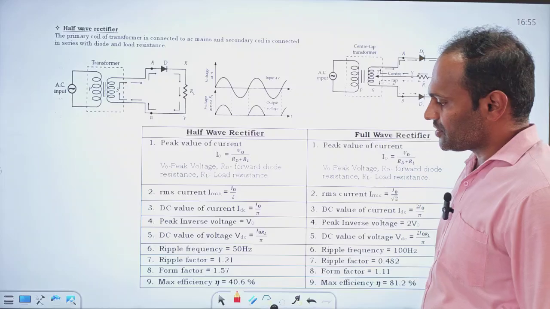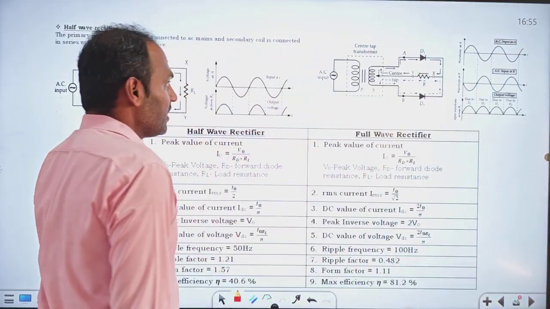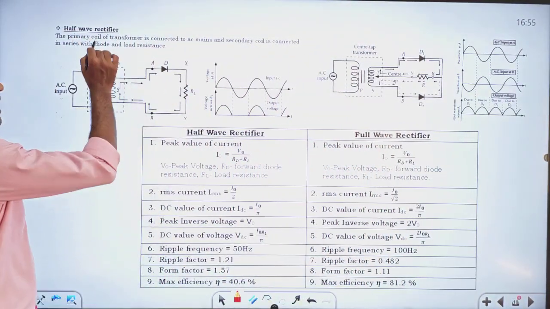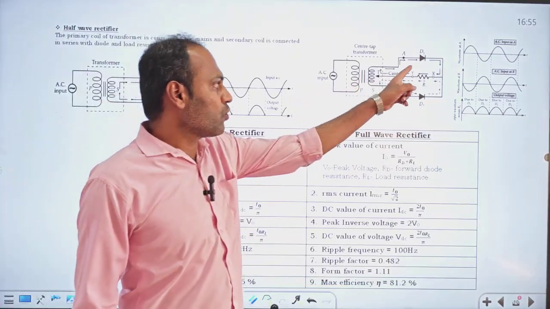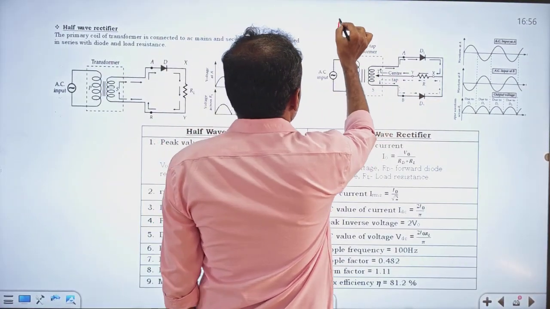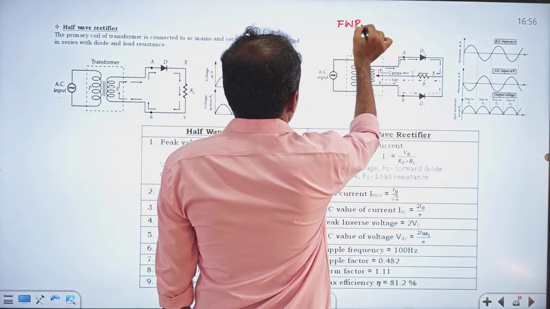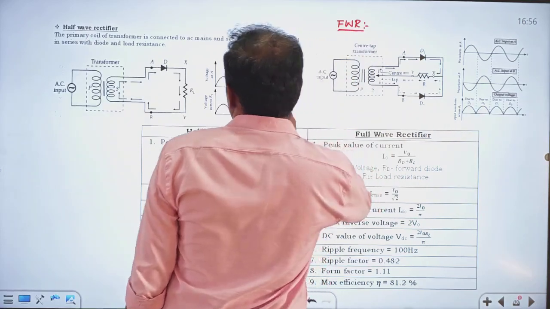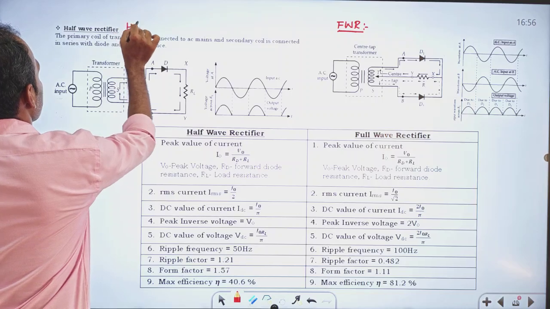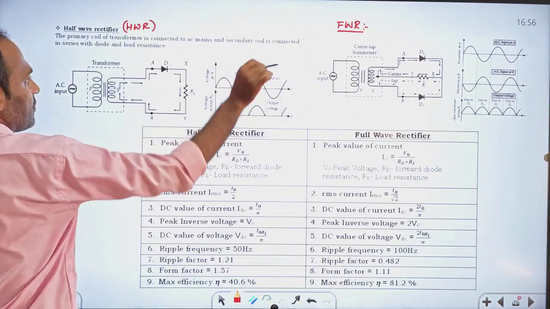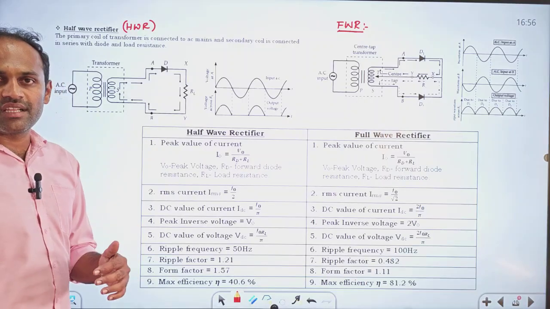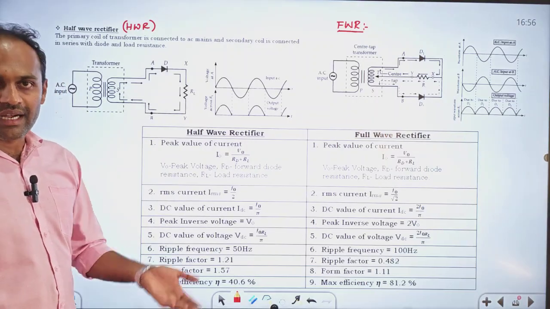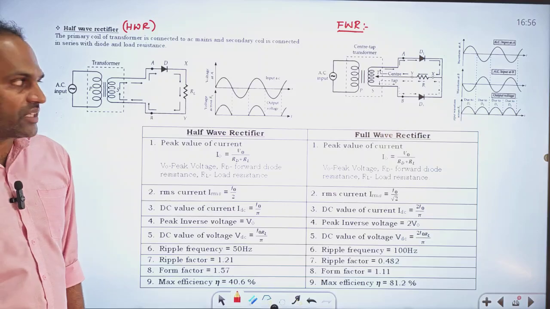See, rectifiers. You must remember correctly. Rectifiers we know very well. In half wave rectifier only one diode is used. In full wave rectifier two diodes are used. This is full wave rectifier, right? And this is half wave rectifier. Both rectifiers are used for rectifying AC to DC. Rectification means conversion of AC to DC. Rectifier means a device which converts AC to DC.